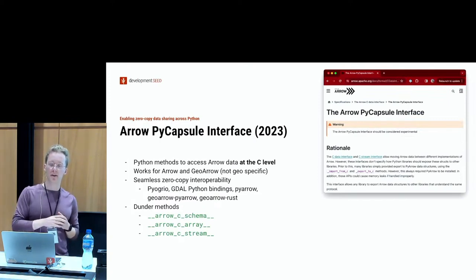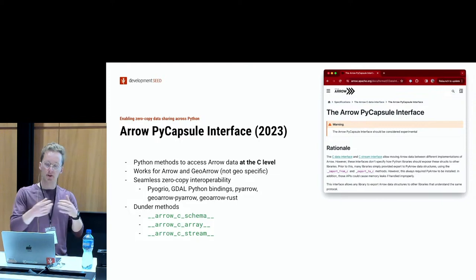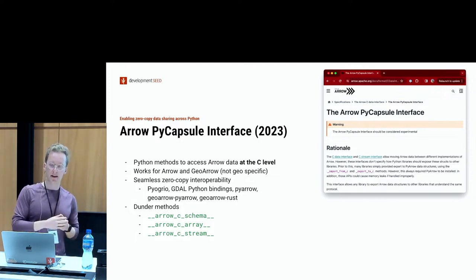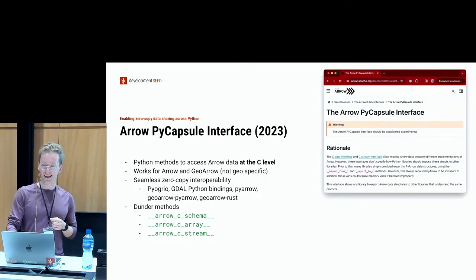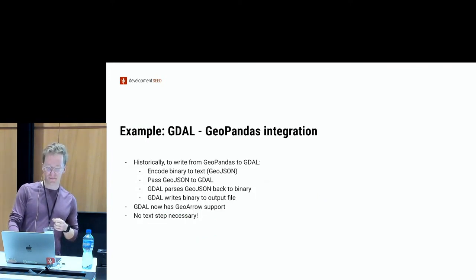And then the last part of the puzzle to bring this back into Python is to have these specific methods that allow us to share data between Arrow-based Python packages that don't have to have any knowledge of each other. So this is a little bit technical. I think Joris might talk about this tomorrow in his GeoArrow talk as well.